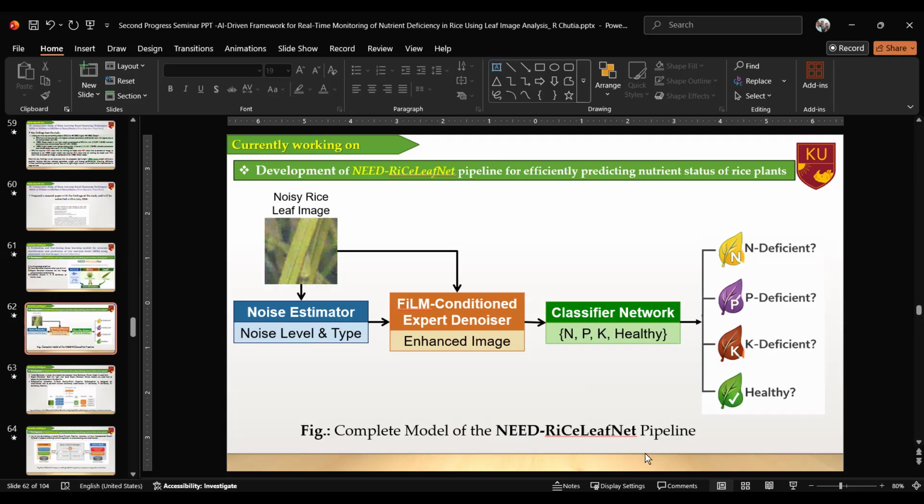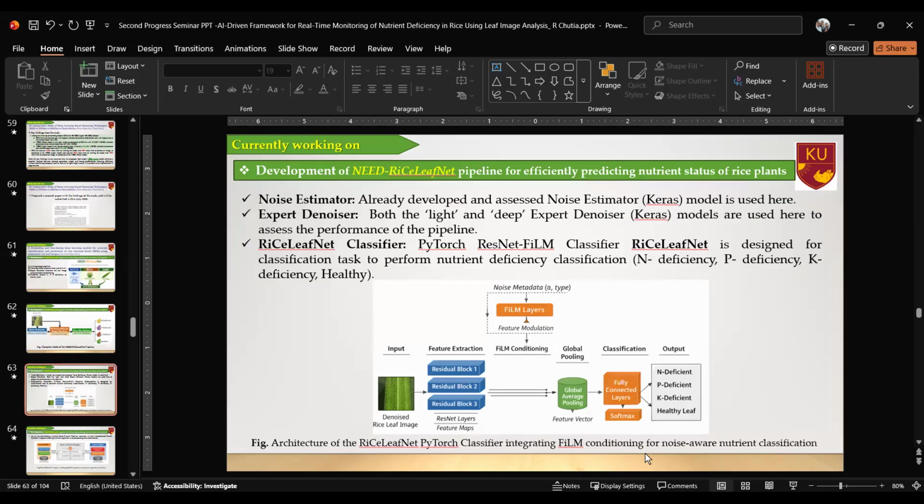We are also planning to add one more component in the classifier network. One FiLM model will be there, which will take the noise level and other components from the noise estimator, or the NEAT model, so that it can do the classification more accurately. We'll try to implement those things also. So this is the structure of the full complete RiceLeafNet model.